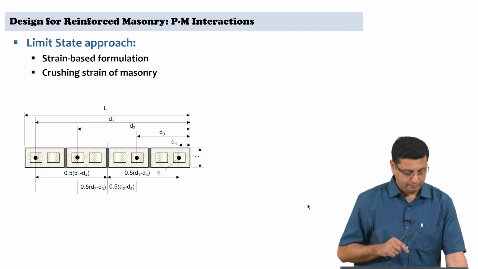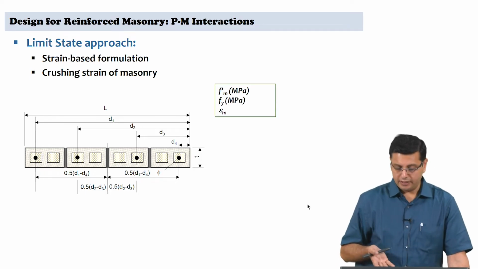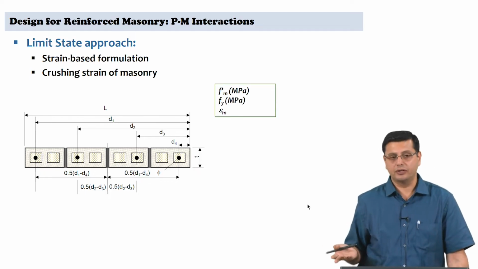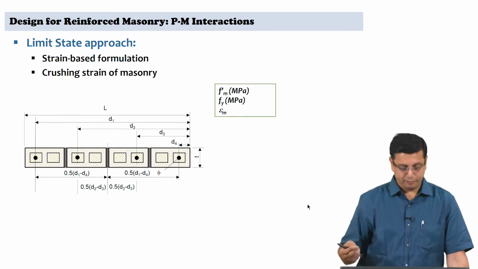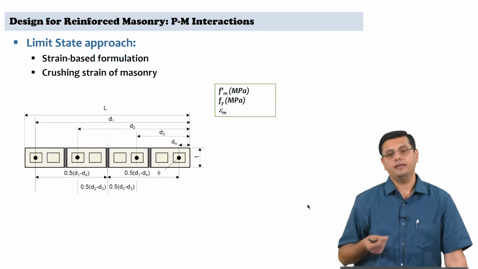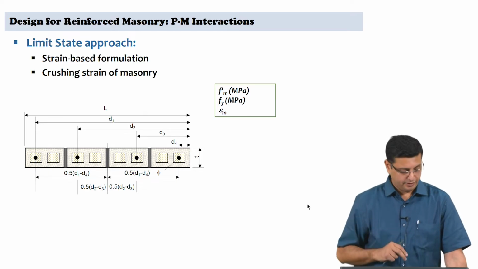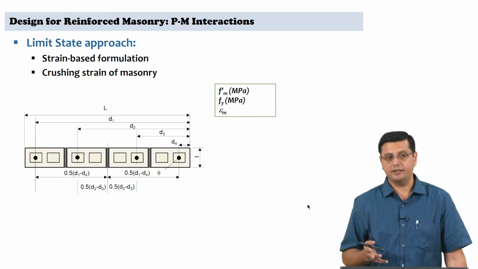locations and sizes are. So, as far as the limit state approach, the values that you would require are the crushing strength of masonry, F prime m, and then you need the yield strength of steel and the strain in masonry, crushing strain in masonry.